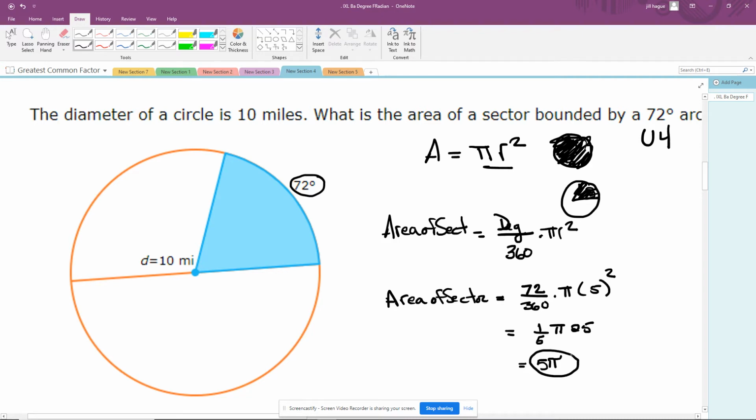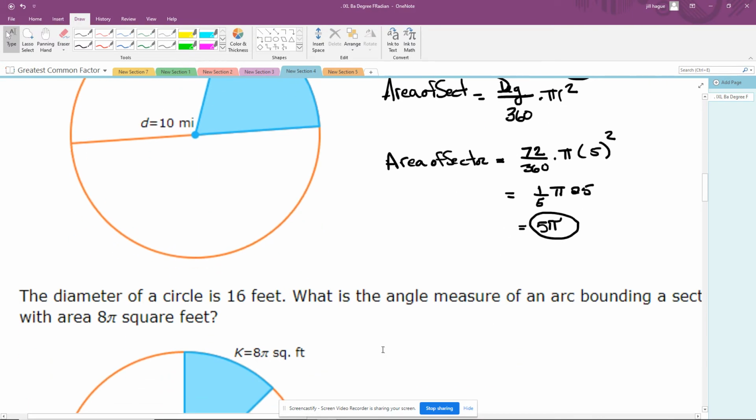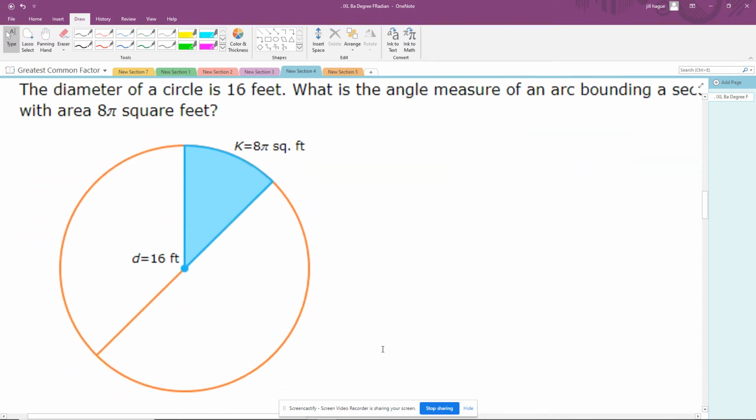Now, if you had kept this as 0.2 and multiplied 0.2 times 25, 20% of 25 is still 5, and you'd still get that same answer. Okay. Let's look at one that's a little bit harder. The diameter of a circle is 16 feet. What is the angle measure of an arc bounding a sector with area 8 pi square feet?